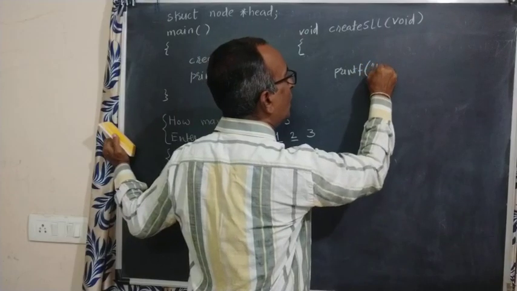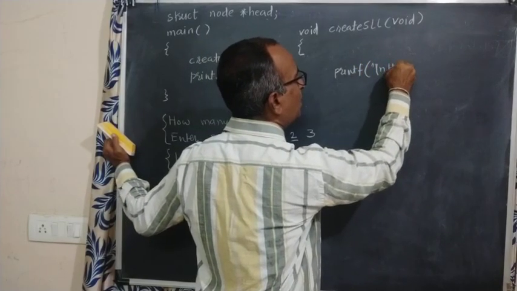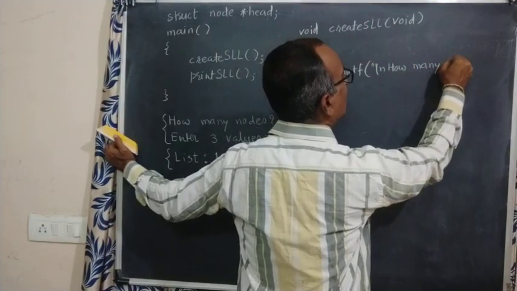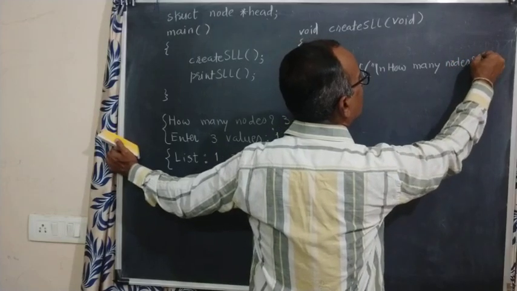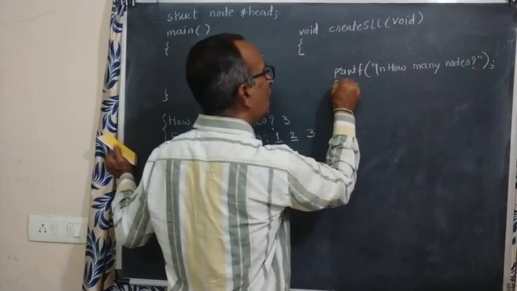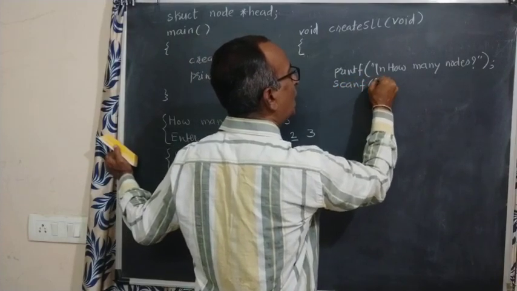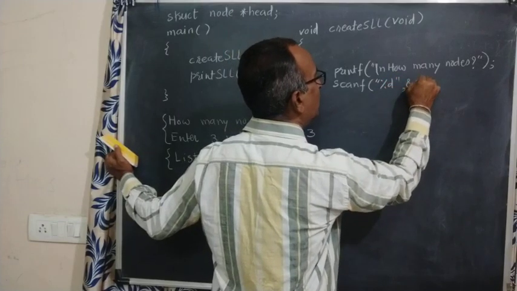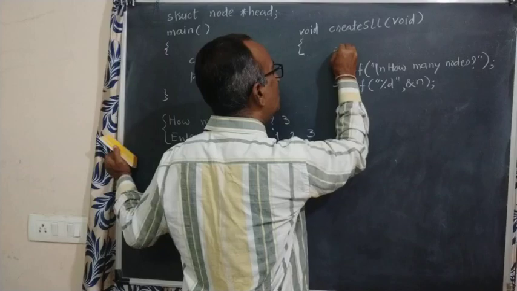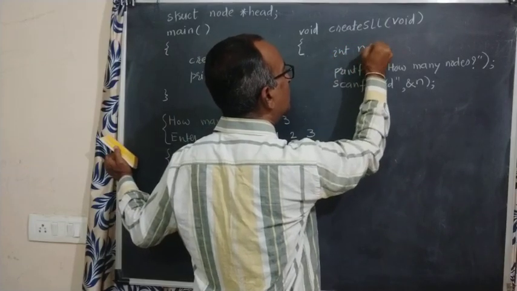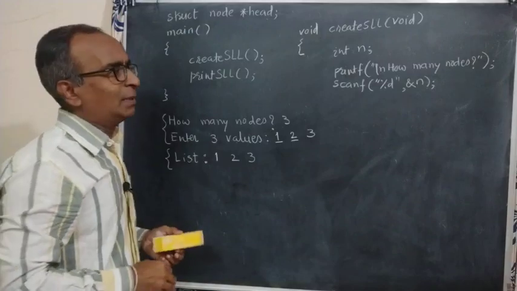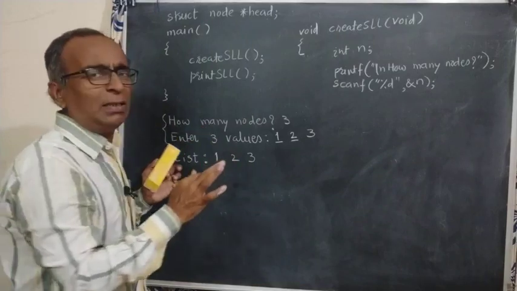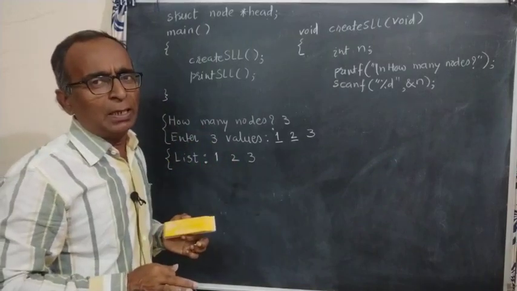printf \n. We should use these \n's so that the output is clear. "How many nodes?" Then I accept that value and store it in, suppose, n. So the n variable you have to declare as integer n, right? See, when you go step by step, it will be very easy. Whatever I am writing is rough work that you should do, right?